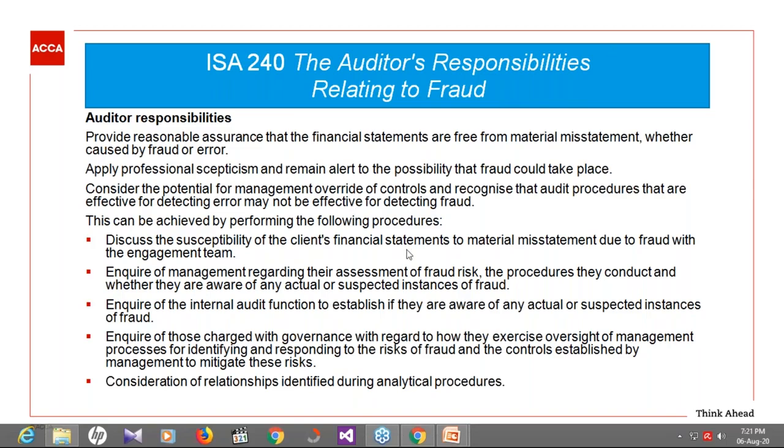So these are some general procedures, but once again, be aware that these procedures are at the planning stage. At the planning stage, you should look for the indicators of fraud. You should apply risk assessment procedures. You should discuss within the team the possibility of fraud. You should apply analytical procedures, and you should obtain written representation. So these are the possible procedures that should be applied at the planning stage.